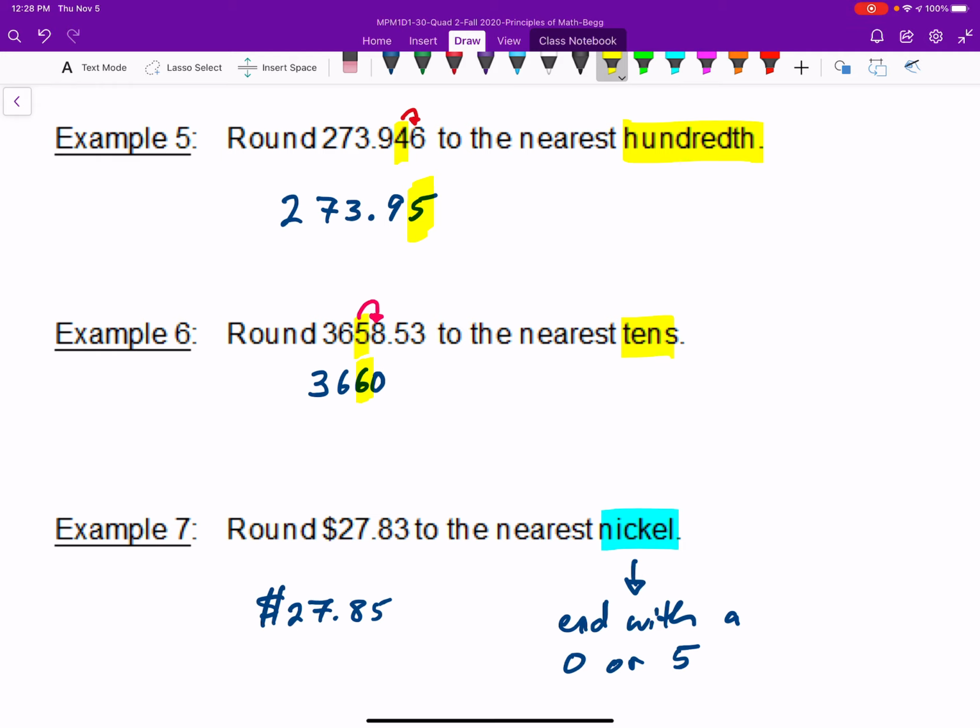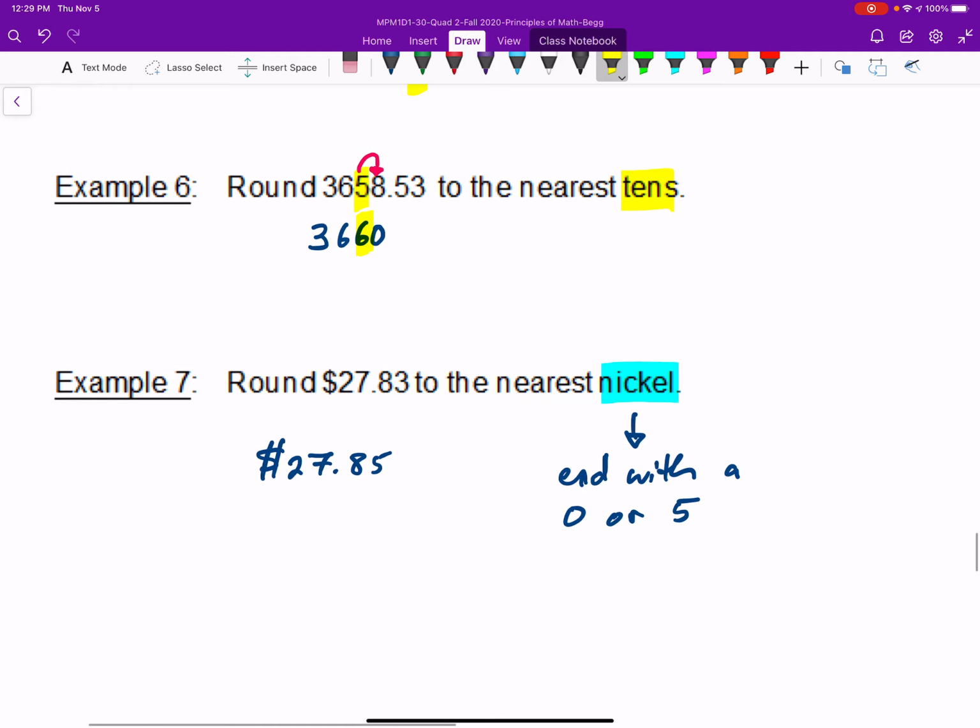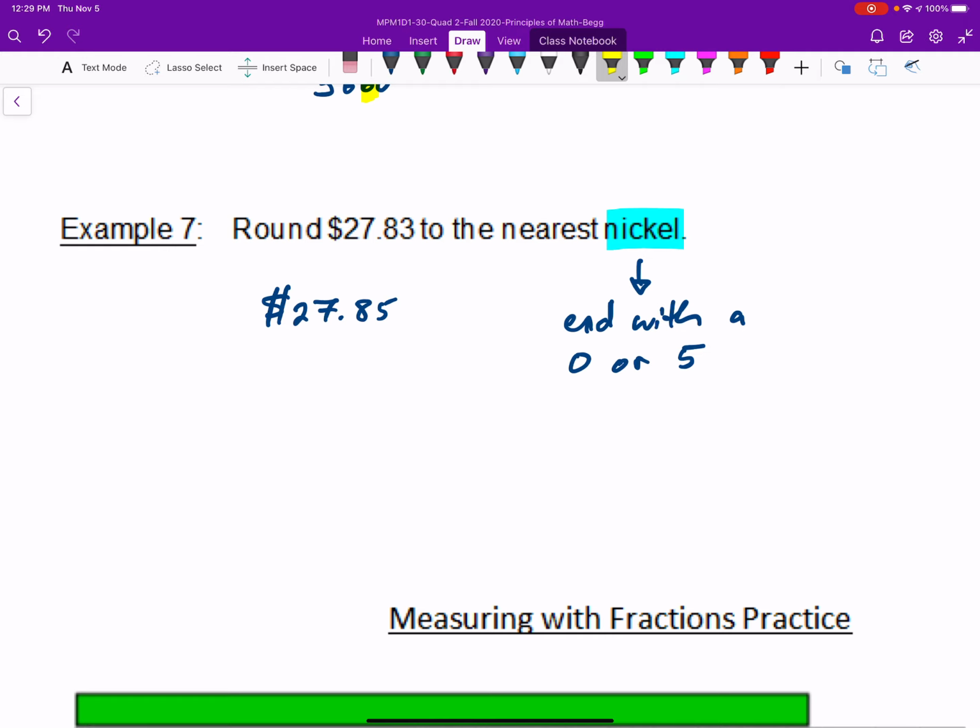If I'm rounding numbers that are whole numbers, though, anything to the left of the decimal, I need to add zeros for all the places between where I round and 0. So in other words, notice how if I round to the nearest 10, I have to add that 0 in the ones place. Because if I leave that 0 out, it would just say 366, which would not make any sense to round 3,658 to 366. So always think about your answer and make sure it makes sense.